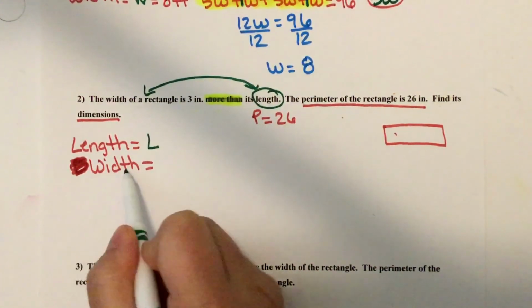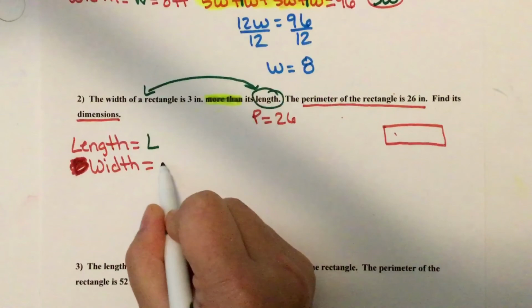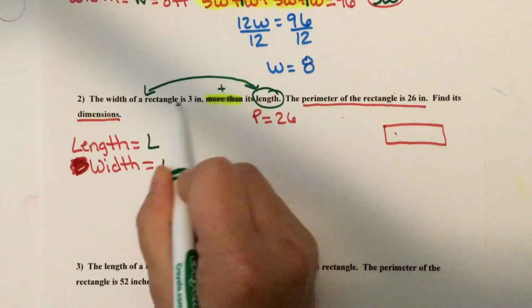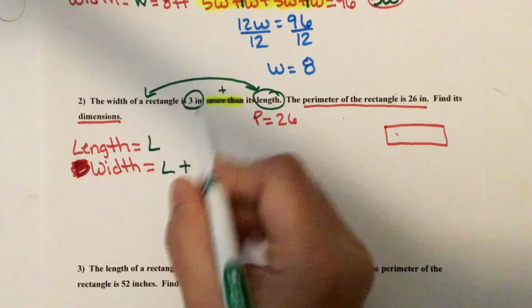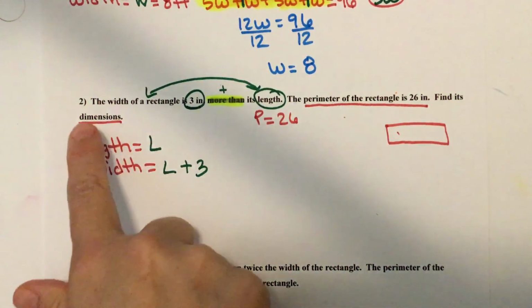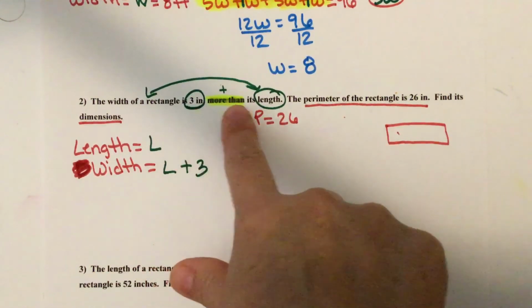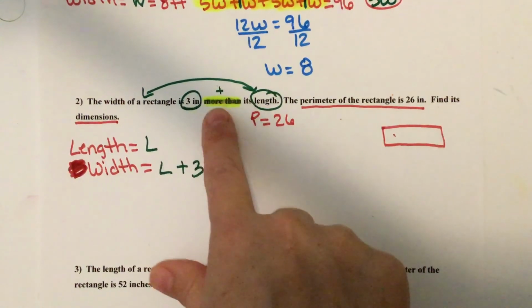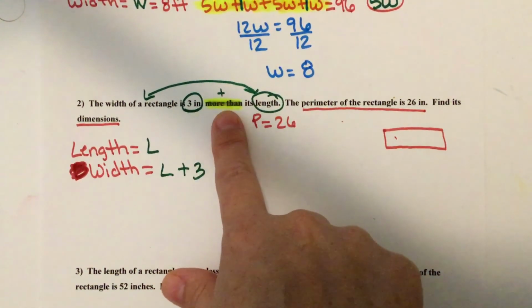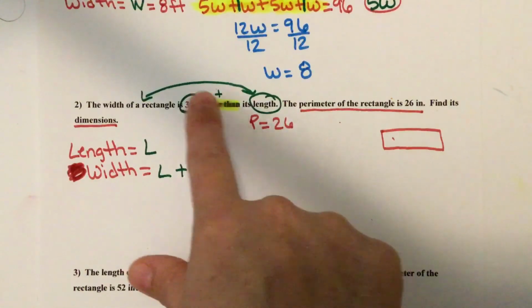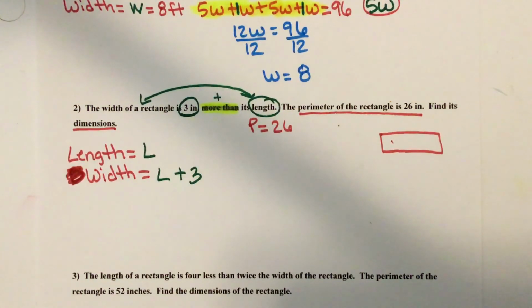So in order to describe width, I start at the back of the sentence. Length is L. More than means addition, so plus. And then I work backwards and I see 3 inches. So that is the description for width, L plus 3. So it says the width of a rectangle is 3 inches more than the length. Well, that's what this is, 3 inches more than the length. So anytime we see one of those switch words, more than, less than, subtracted from, fewer, we start with the back of the sentence, go to the switch word, and work the way to the front. Okay, there are other switch words besides those, but those are the most famous ones.